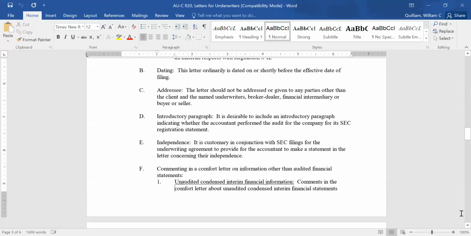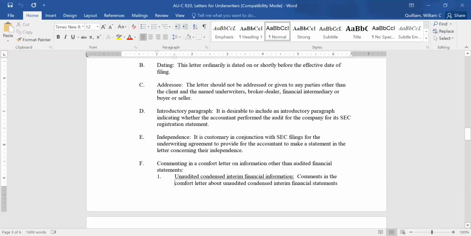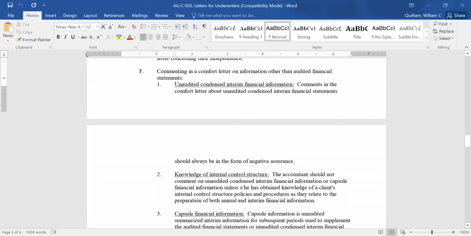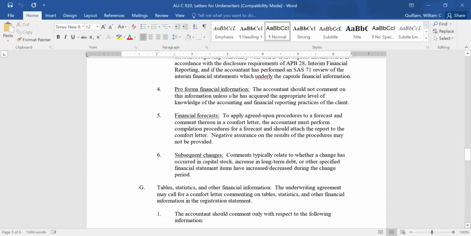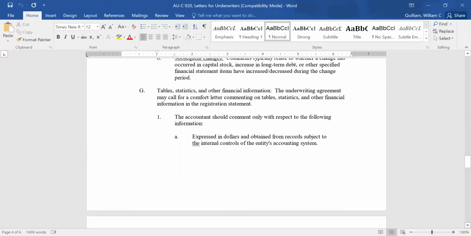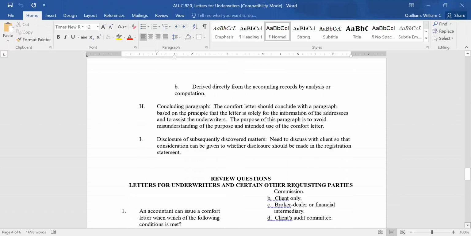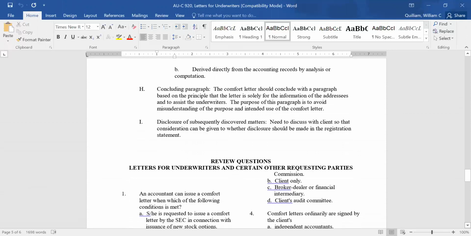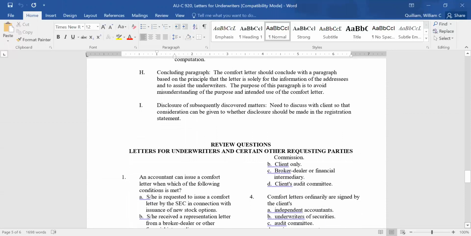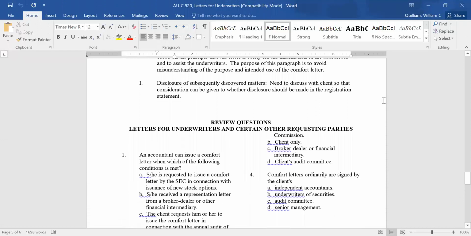And E, of course, independence. We are independent. So this has a little bit more detail than we need, as you see as I'm coming down. And I, if anything else happens later on, disclosure of subsequently discovered matters. We need to discuss that with clients so consideration can be given as to whether disclosure should be made in the registration statement.